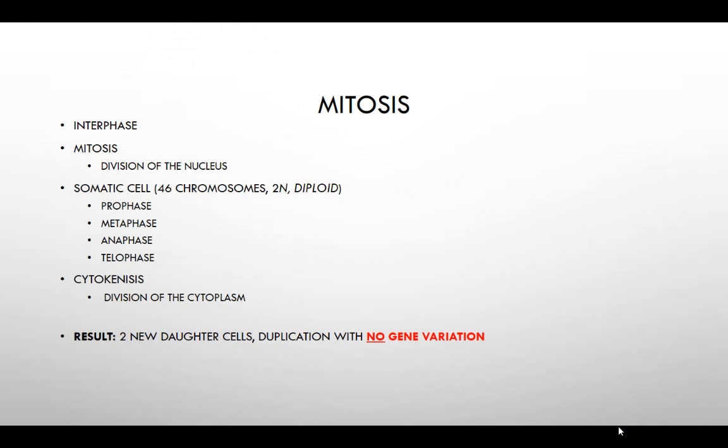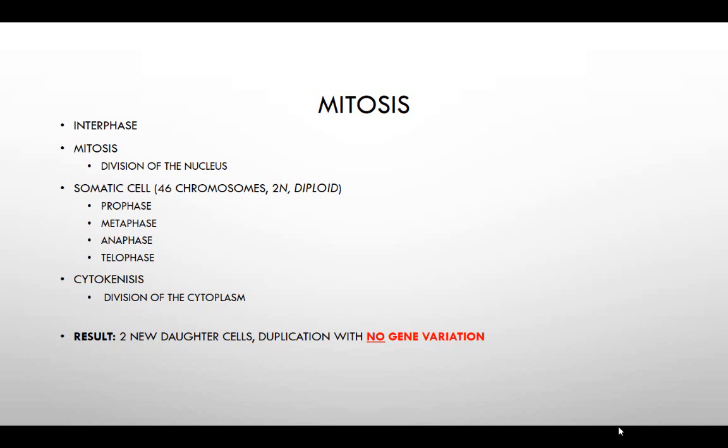So again, we are going to do another review of this because we want to know the differences between mitosis and something new that we're going to get into called meiosis. And there are some differences, so know what those differences are. So mitosis is division of the nucleus in a somatic cell, or what we call a body cell. As you can see here with the PowerPoint, a couple bullets down, it says somatic cell.